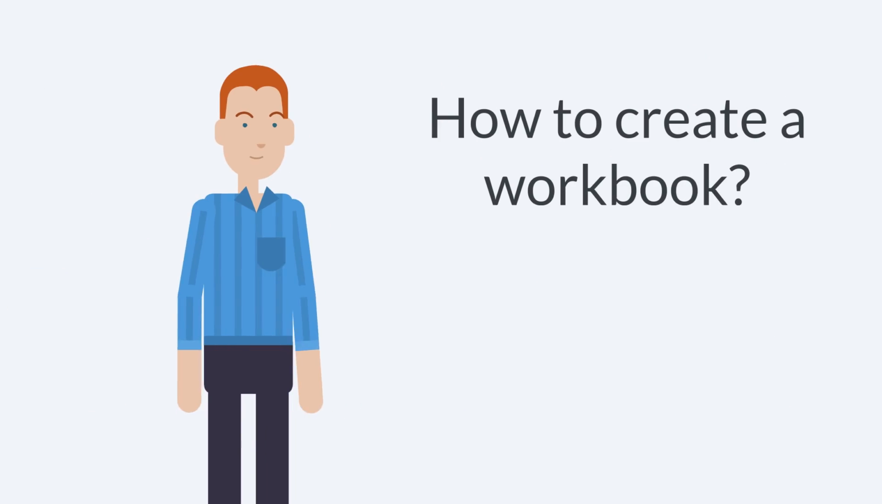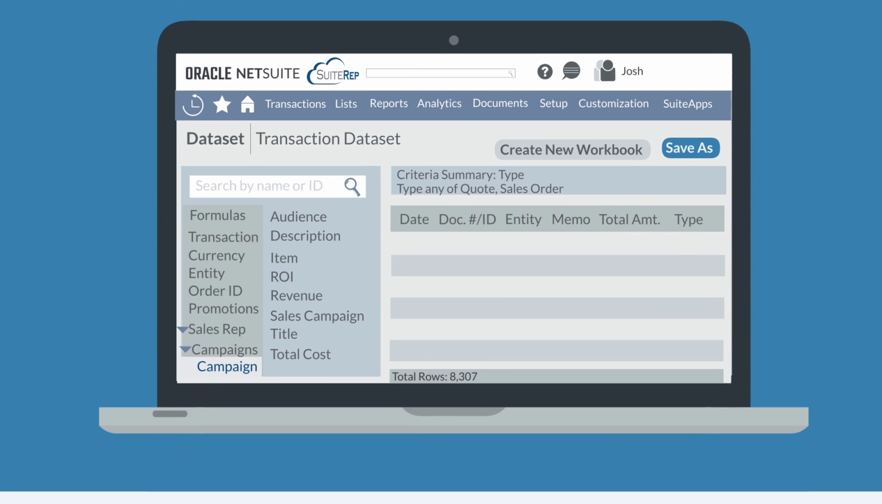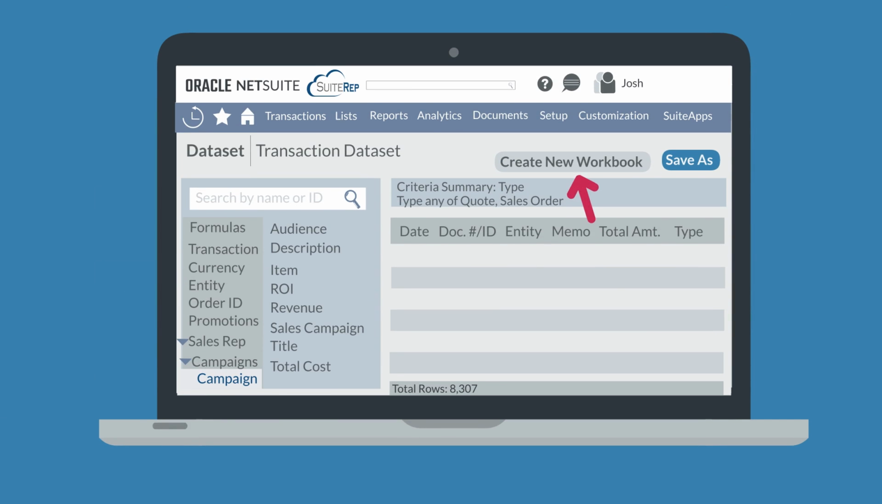So how exactly do you go about creating a workbook? You have two main options. First, you could create a workbook directly from a dataset. If you're creating a dataset that you intend to use immediately in a new workbook, then you would use this option. In the Dataset Builder, simply select the Create New Workbook button in the upper right-hand corner.